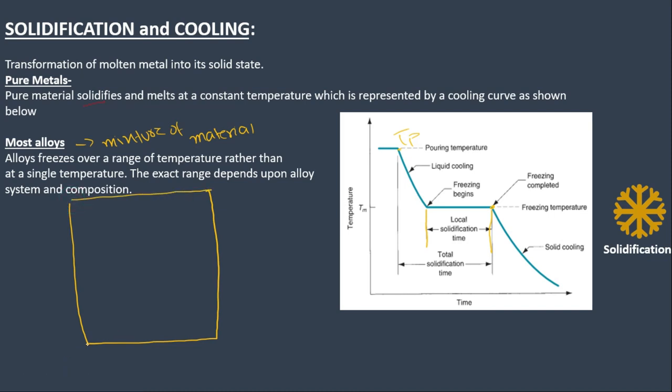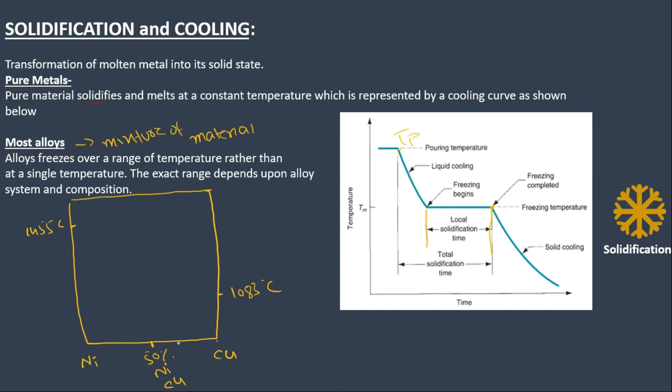Let's suppose at this point we have pure nickel, and at this point we have pure copper. The melting temperature of nickel is 1455 degrees centigrade, and the melting temperature of pure copper is 1083 degrees centigrade. And this is a line where we have 50% nickel and 50% copper.